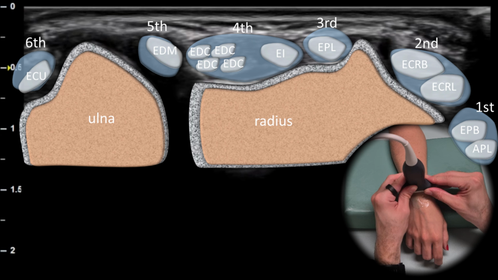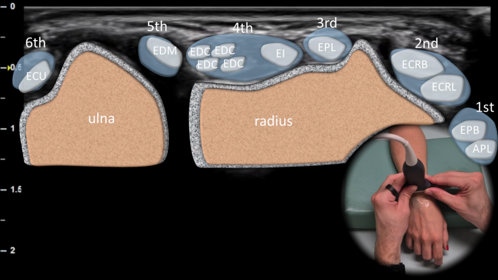The second compartment includes the extensor carpi radialis longus and extensor carpi radialis brevis. Between the second and the third compartment, we can identify a bony prominence called Lister's tubercle, which serves as a key landmark to help navigate between the compartments. The third compartment contains the extensor pollicis longus.